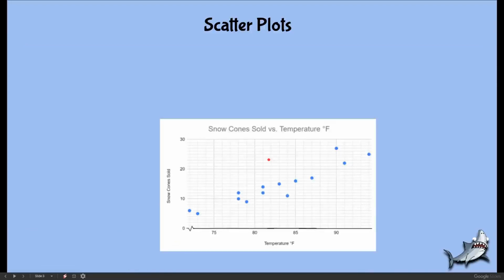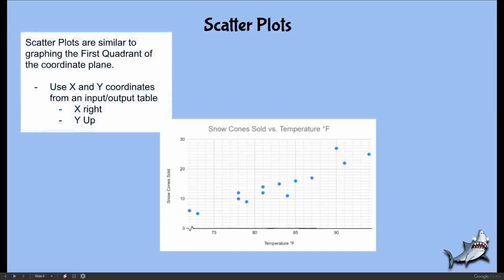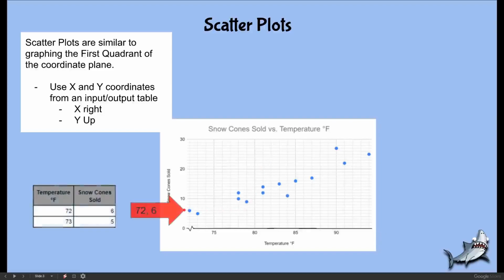All right. So scatter plots are similar to graphing the first quadrant of the coordinate plane. We use X and Y coordinates from an input-output table. For X we go right and for Y we go up. So in this case we have 72 and we would go up to 6, and that would be our dot. And in this one we would have 73 and we go up to 5. And I know there's 72 and 73 because I'm at 75 here and we go backwards.